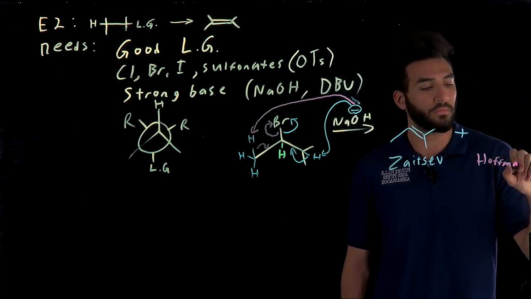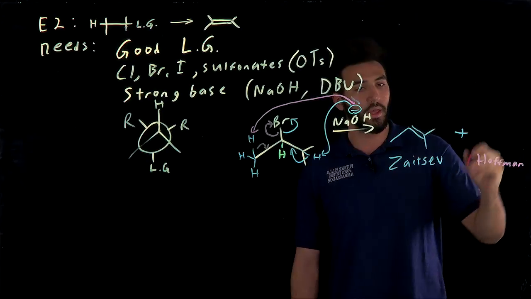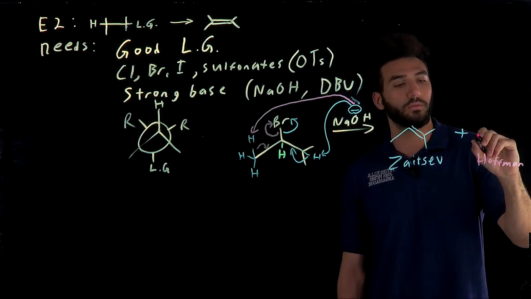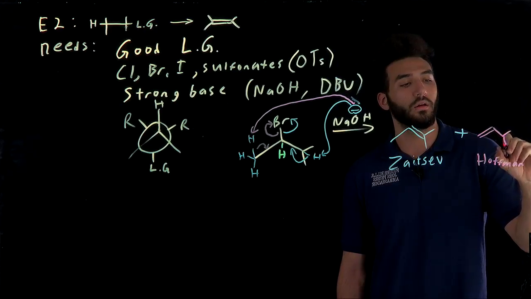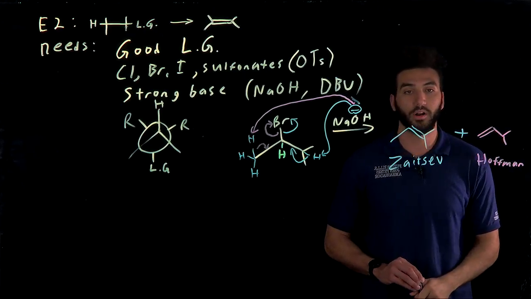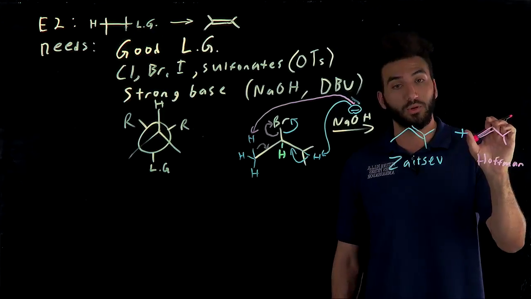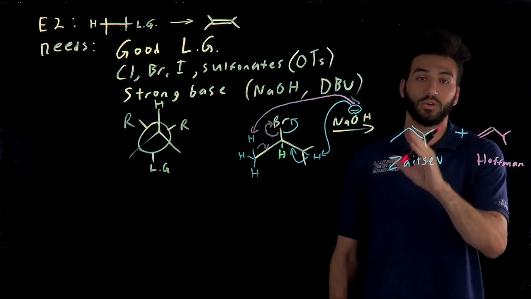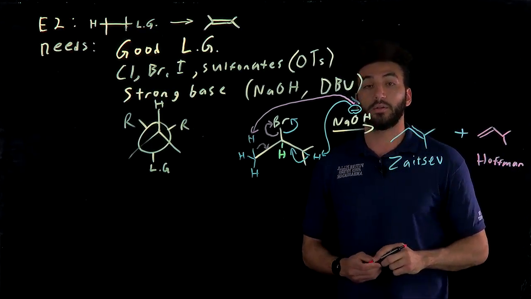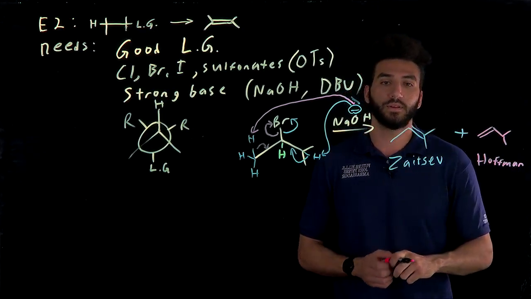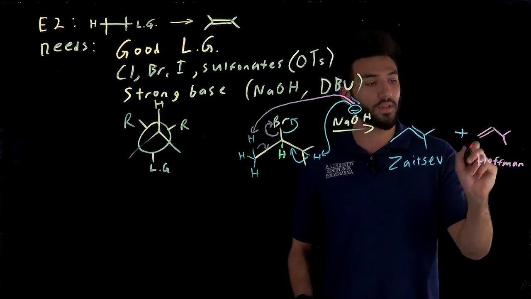Hoffman. Just like that. And what this will look like would be that. So this is your minor product because a less substituted alkene is less stable than a more substituted alkene. That is why this is a major product, okay? Now this happens because we have such a small base, okay? This turns out to be your major product, that's your minor product.